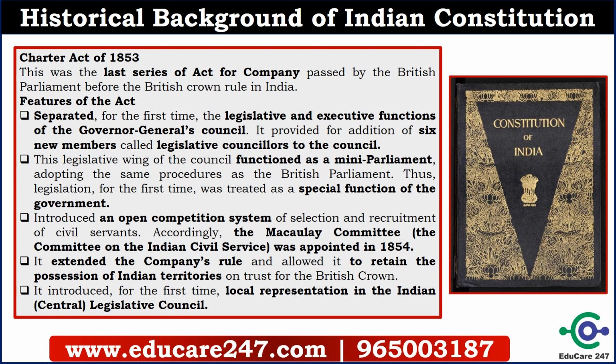Let us discuss the Charter Act of 1853. This was the last act under the company rule. After that, the British Crown took over the governance in India. Let us understand the features of this act. This act separated the legislative and executive functions of the Governor General of India. Basically, the Governor General's Council got 6 additional members, and they were called Legislative Councillors of the Council. It acted as a mini parliament, and it followed the same procedure as the British Parliament. So now legislation was a special function of the government in India.